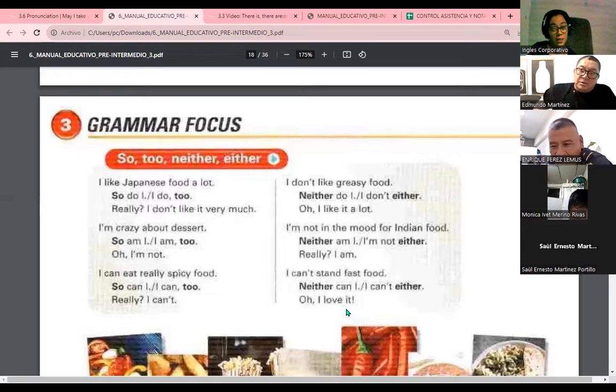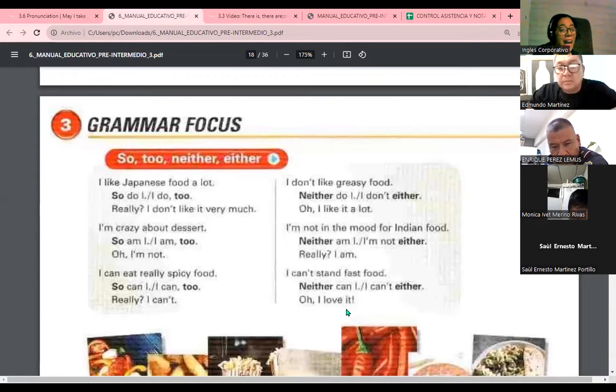Estoy de acuerdo, pero quizás no me gusta mucho como la otra persona me lo está diciendo, pero ya utilicé el don't. Entonces, es como que estamos en desacuerdo. Ok, luego dice, I'm crazy about dessert. So am I. I am too. Am I? So am I. Invertimos, solo le damos vuelta. Y luego digo, oh, I'm not. No, I'm not. ¿Sí? Luego también está la otra parte.